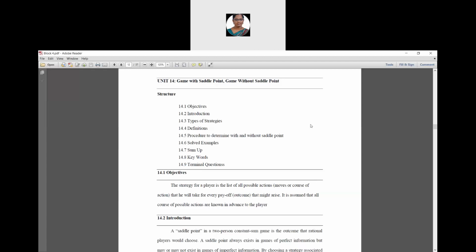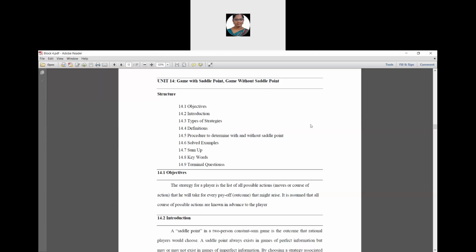You are going to see Block 4, Game Theory, and in that block, Unit 14: game with saddle point, game without saddle point. The structure of this unit is objectives, introduction, types of strategies, definition, procedure to determine with and without saddle point, solved examples, sum up, keywords and terminal questions.